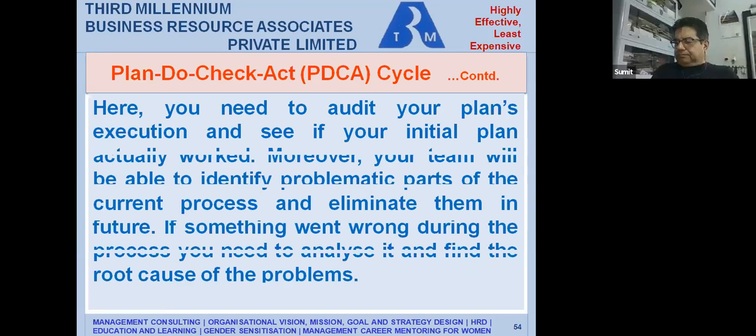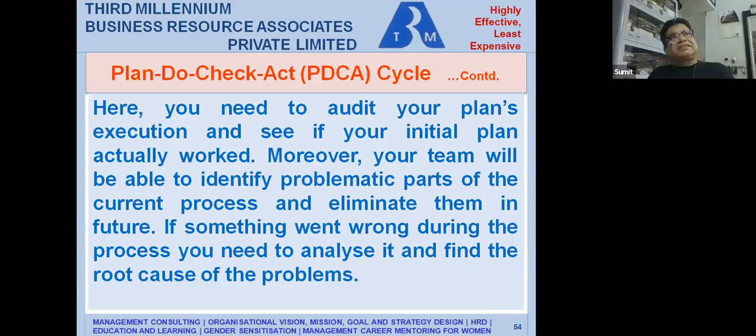So what do you need to do in the check phase? Audit your plan's execution. See if your initial plan actually worked. Your team will be able to identify problematic parts of the current process and eliminate them in the next cycle. Right? If something went wrong during the process, you need to analyze it and find the root cause of the problems. Root cause analysis is very, very important.